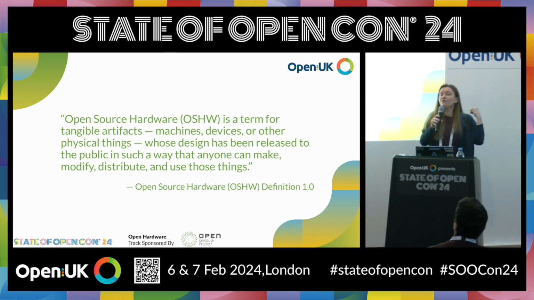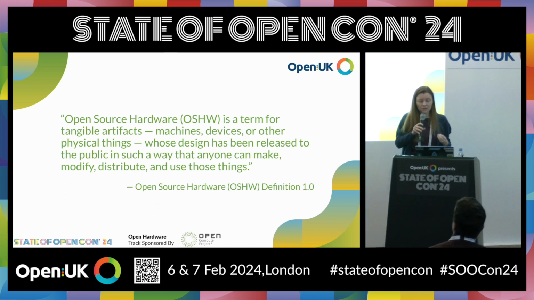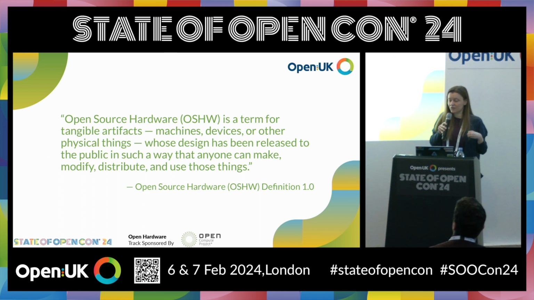So there is a formal definition for open hardware, just like there is for open source. And it is tangible artifacts, machines, devices, or other physical things, where the design has been released in such a way that anyone can make, modify, distribute, and use those things. This probably sounds very familiar because it was written by Bruce Perens, who also wrote the open source definition.